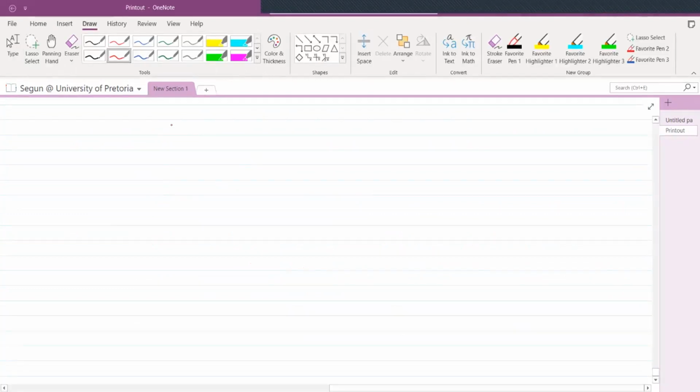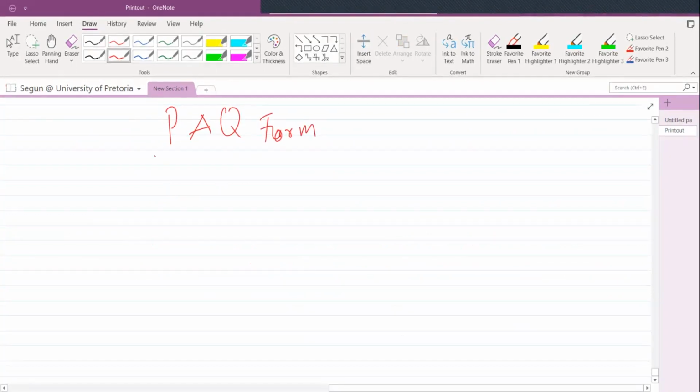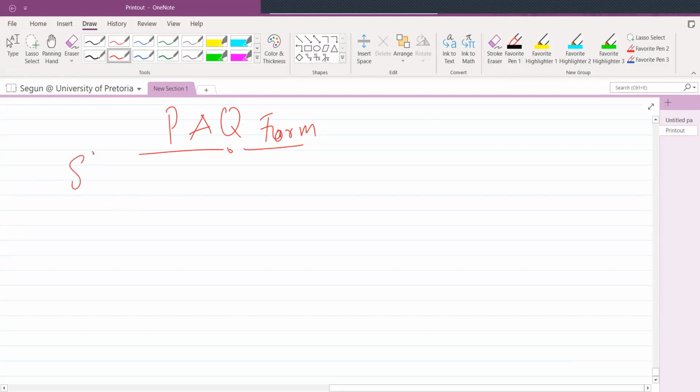For this morning, we'll talk about PAQ. PAQ form. This form, we normally use it to obtain our rank matrix, but it has some identity. It has some steps. Let's just put it steps.